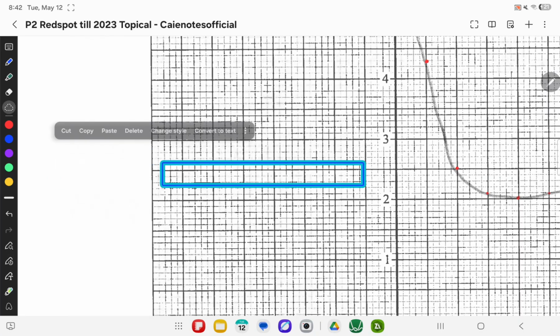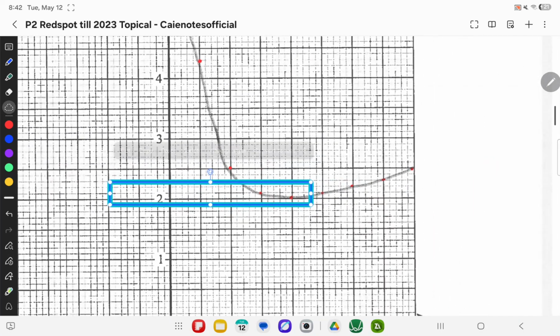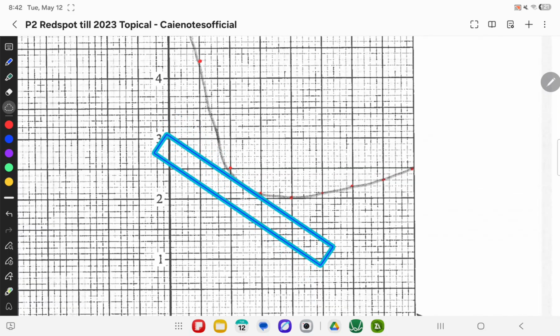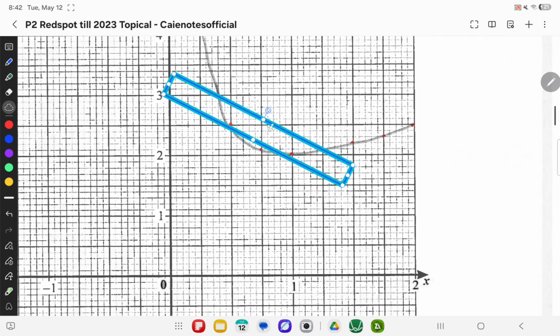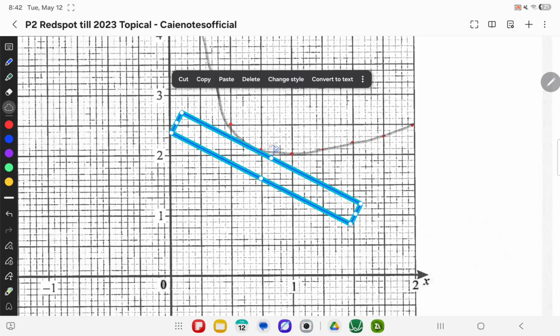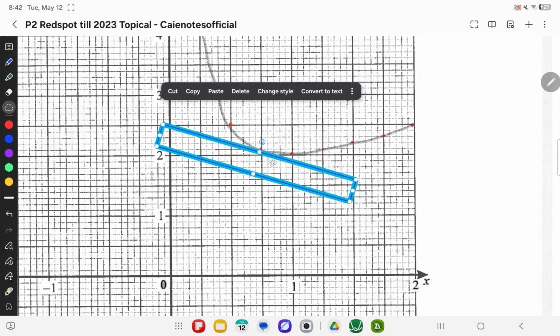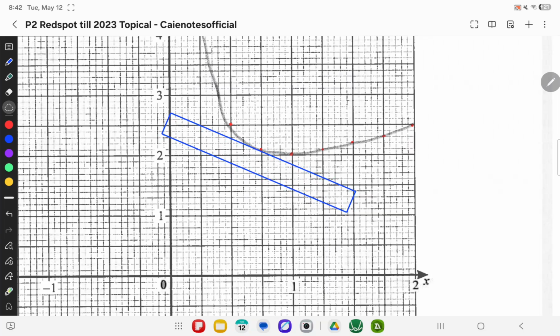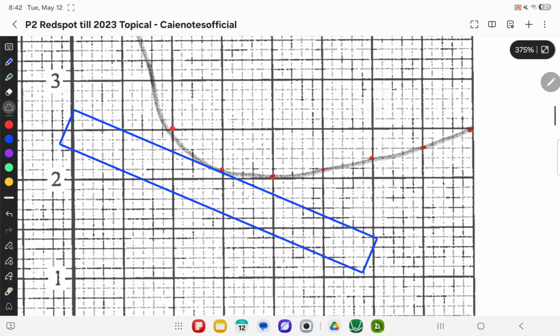Ta-da! You aren't going to measure anything. You're just going to estimate. Like, how do I want my gradient to look? Does this look good? Nah, I don't like it. I'ma go with this. It's based on your judgment. Remember, it's based on your judgment.